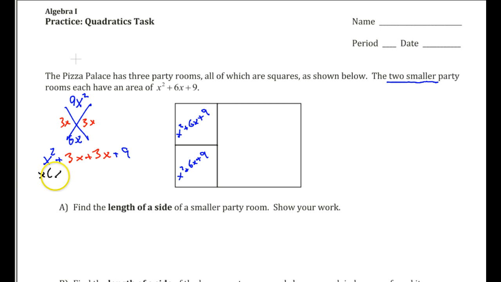So we get x plus 3 and x plus 3, which is no surprise that they're the same because it's a square. So we kind of expected that these would be identical.